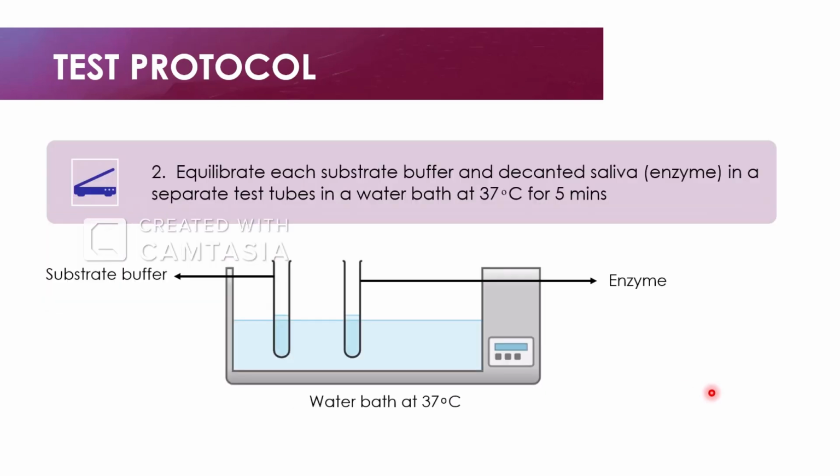So the next thing is to equilibrate each substrate buffer and saliva, which is the enzyme, in separate test tubes in a water bath at 37 degrees Celsius for 5 minutes. So this is our substrate buffer, and this is our enzyme, and this is our water bath set at 37 degrees Celsius for the equilibration. And as said earlier, the substrate buffer here represents each of the test tubes.